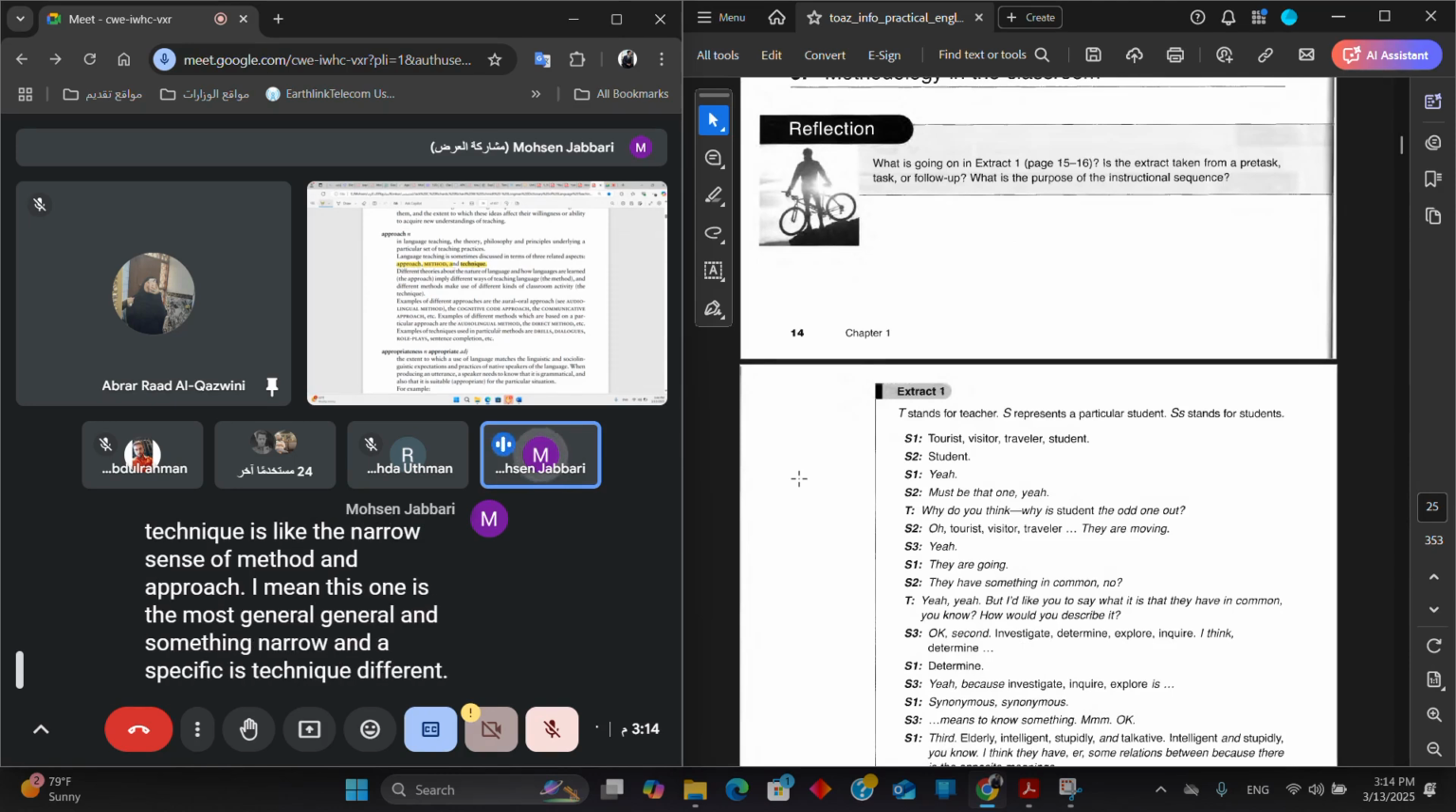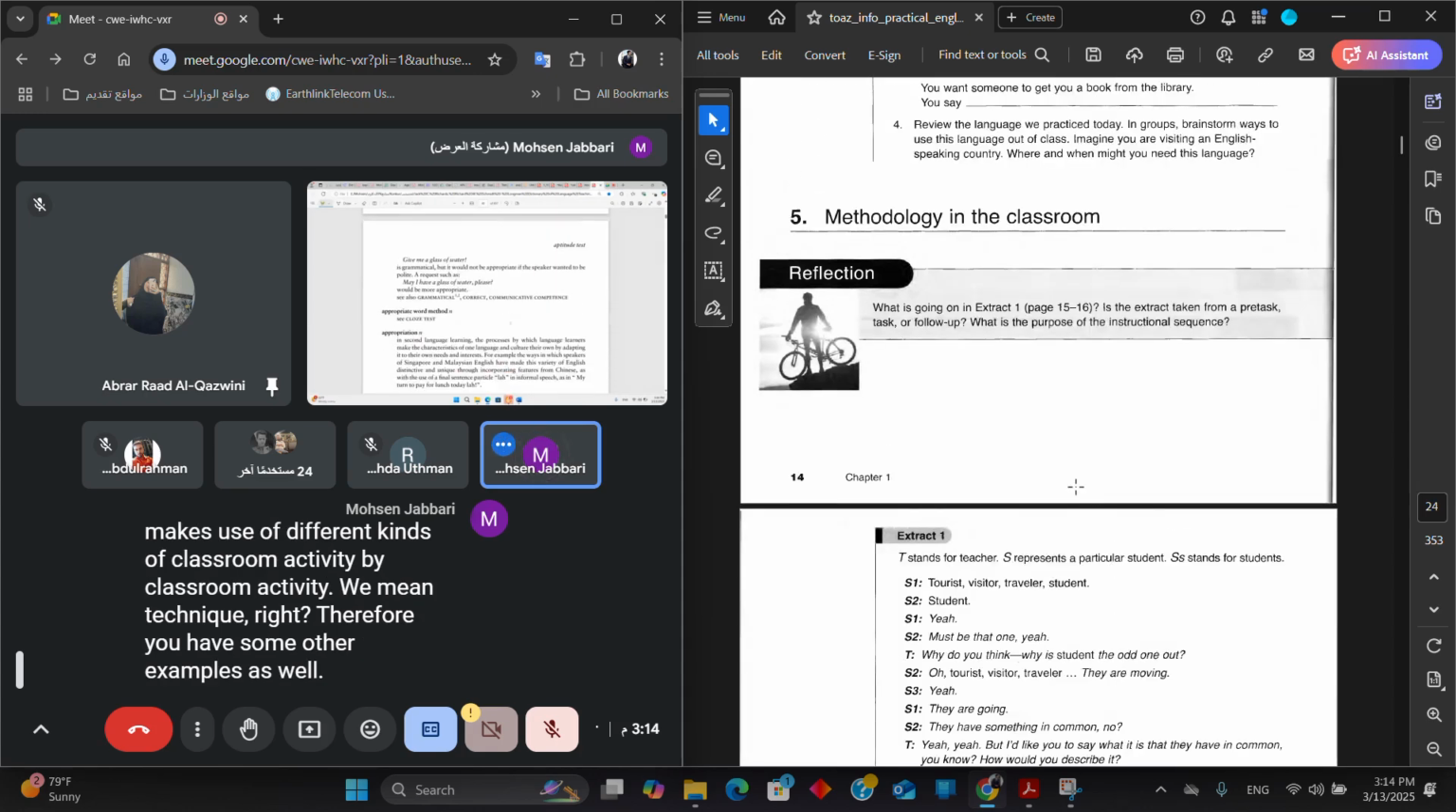Different theories about the nature of language and how languages are learned or approached imply different ways of teaching language, and different methods make use of different kinds of classroom activity. By classroom activity, we mean technique, right? Therefore, you have some other examples as well.